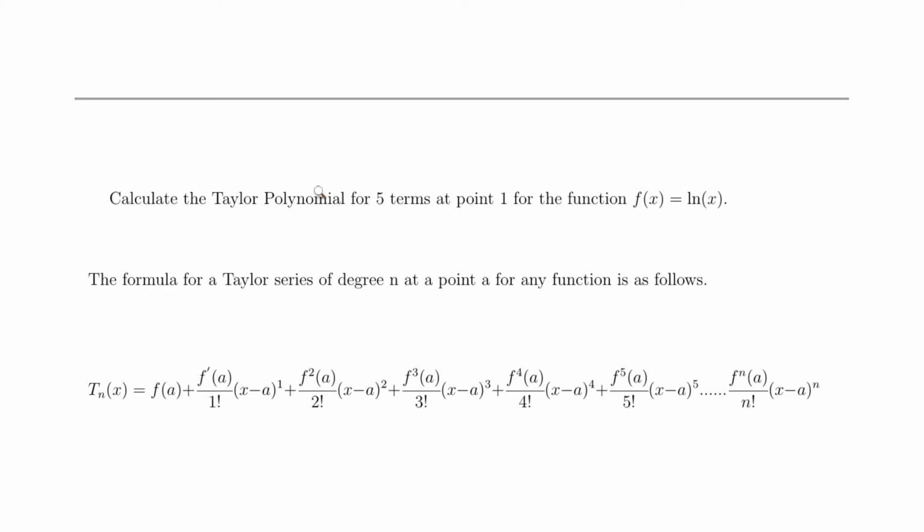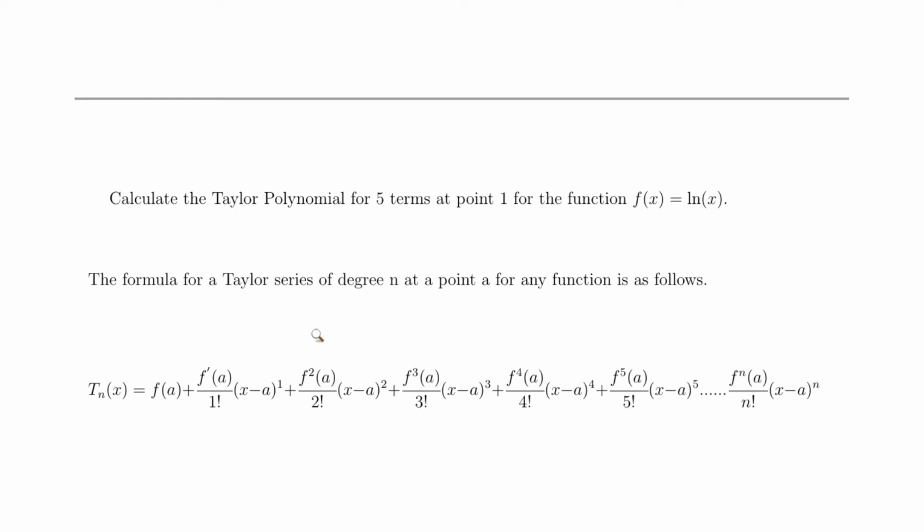So in this video we're going to calculate the Taylor polynomial for 5 terms at the point 1 for the function natural log of x. And when you're calculating a Taylor polynomial, it's always good to remember what you're trying to calculate. So we're trying to calculate for 5 terms, which is in the question there, and the point which you're trying to calculate it for is 1, and our function is natural log of x.